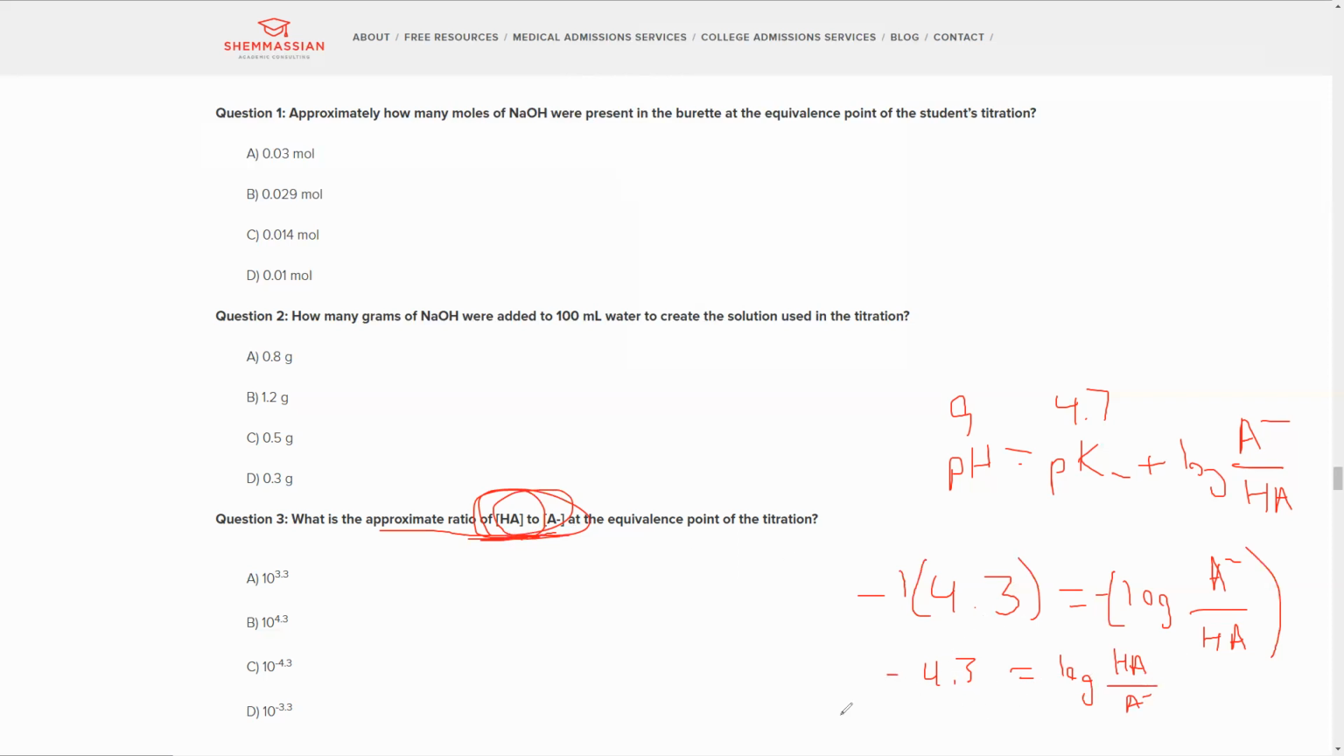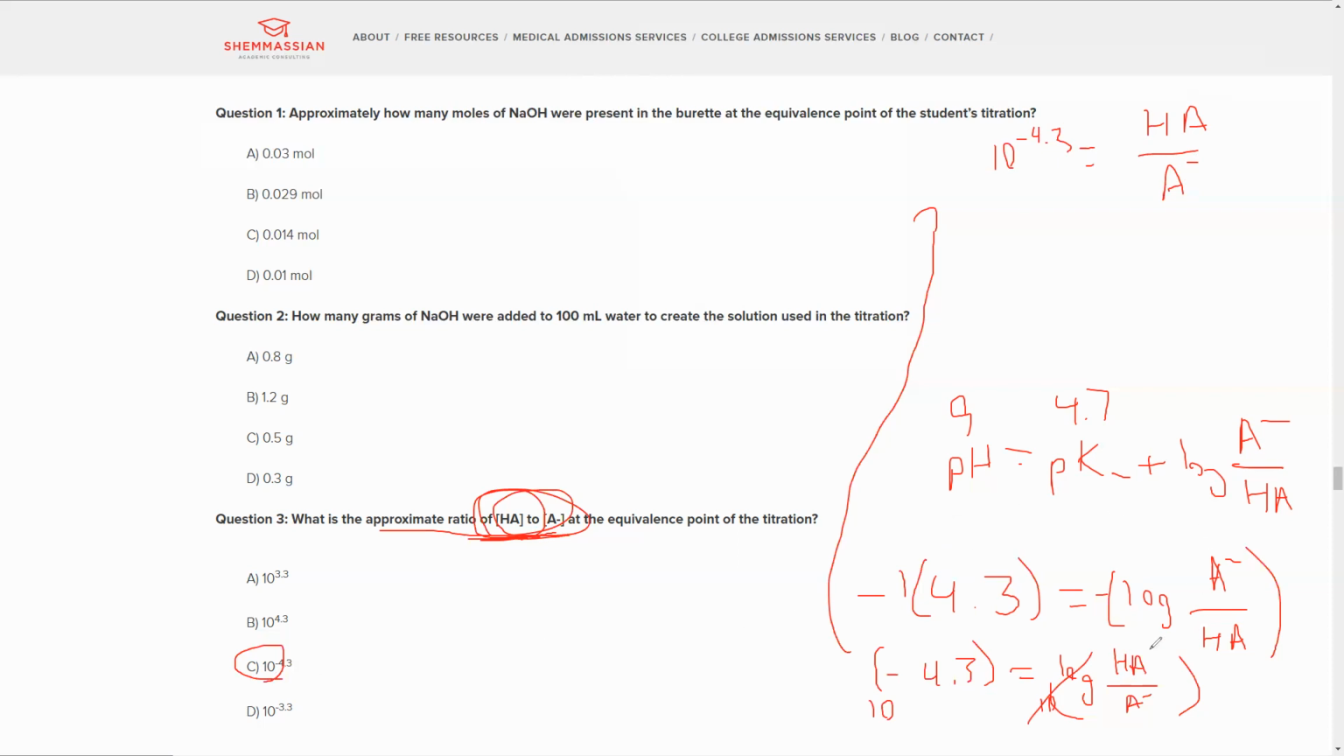So now to get rid of the logs, like you said, I will remove the log from both sides by raising everything to 10. So I'm just going to move up here for a second. That's going to give me 10 to the -4.3 is equivalent to the log, and the 10 cancels out, and I get HA over A minus, right? And that gives me the answer.